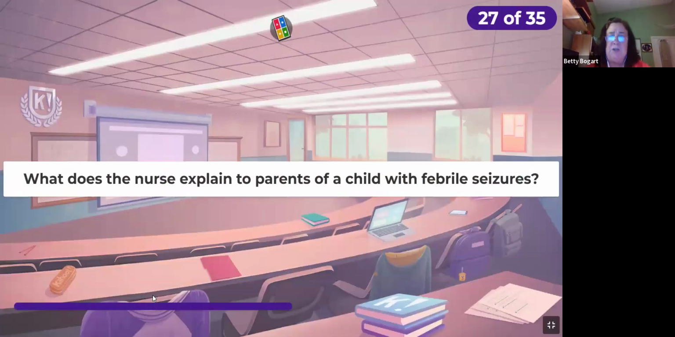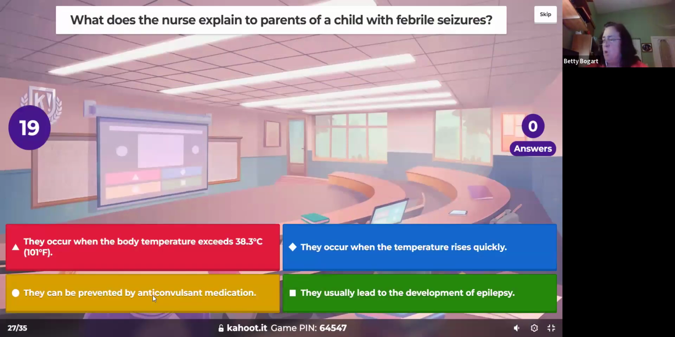What does a nurse explain to parents of a child with febrile seizures? What are febrile seizures? Does that mean I have epilepsy with febrile seizures? That's the parent's biggest comment when they come in with a child who's just had a febrile seizure.